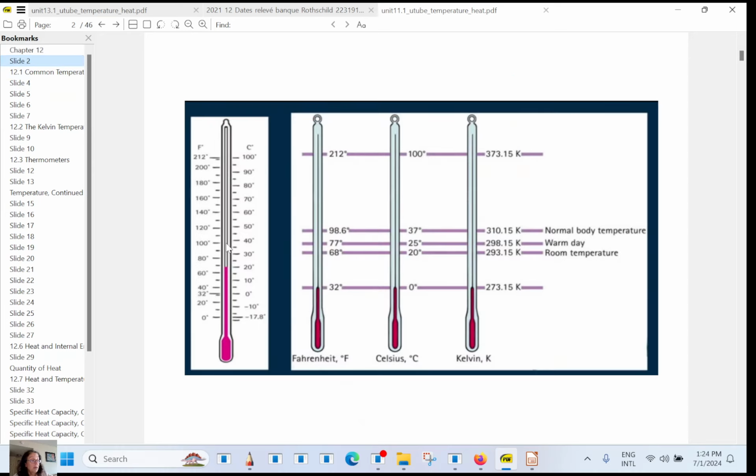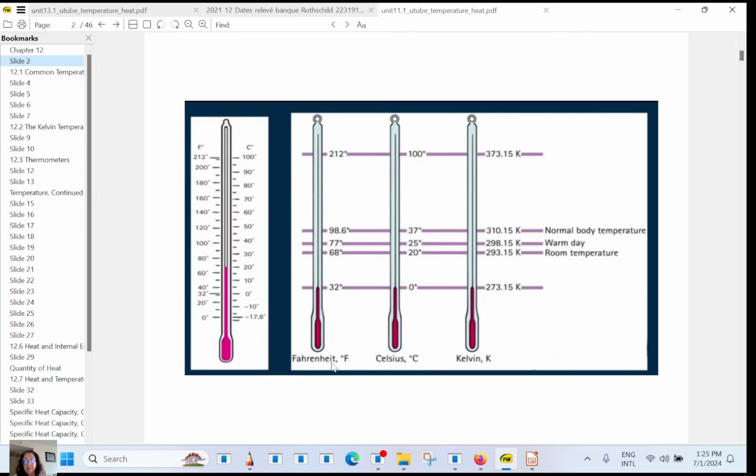Okay, so this part is very easy. You already know the three temperature scales. Most of the world uses this temperature scale, which is Celsius. It uses two arbitrary points: 0 degrees Celsius, which is the freezing point of ice, and 100 Celsius, which is when water turns into steam, the boiling point of water.